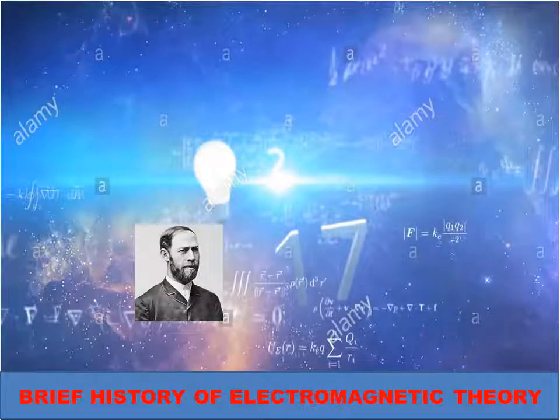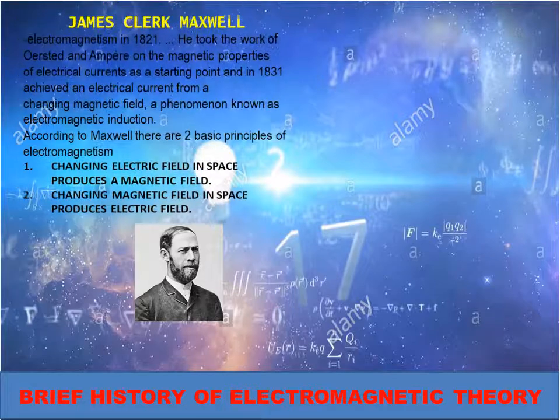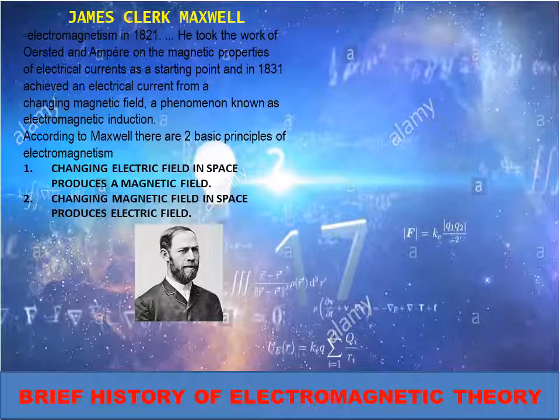Next, we have James Clerk Maxwell. The electromagnetism in 1821 also. He took the work of Oersted and Ampere on the magnetic properties of electrical currents as a starting point, and in 1831 achieved an electrical current from a changing magnetic field, a phenomenon known as electromagnetic induction.